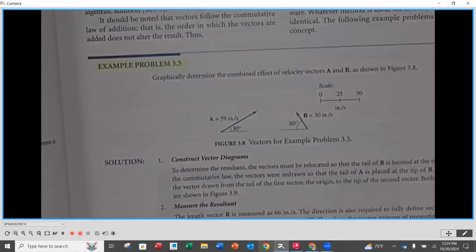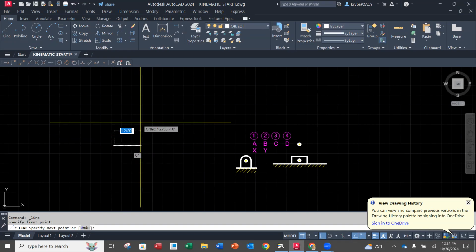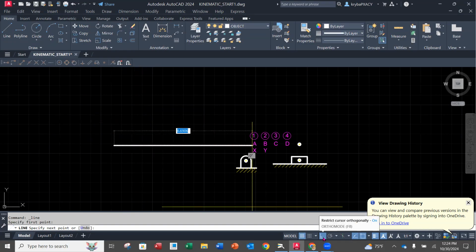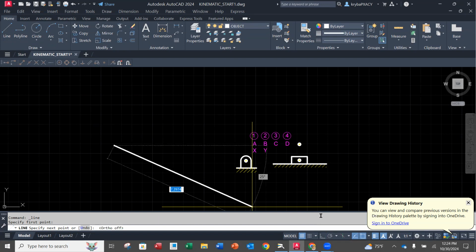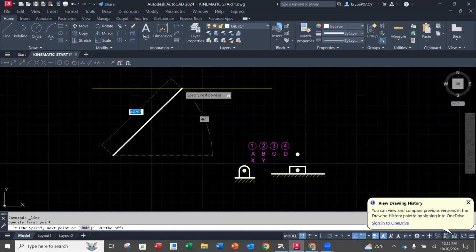So what we're going to do is go over to AutoCAD, and this is where I want to make sure that you understand what you're responsible for and how these are going to look. So we are going to represent A as a line, okay? And I'm going to left click, and now I have it on ortho, so I'm going to turn off ortho, okay? And then I am going to draw its length 59 inches per second long.